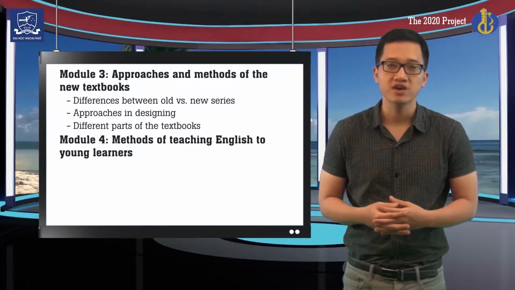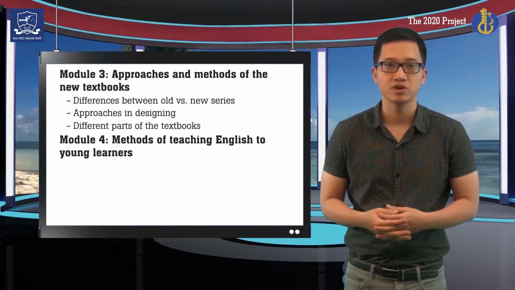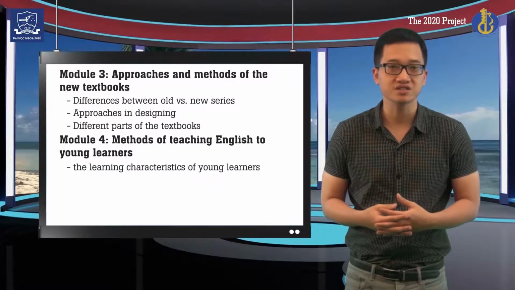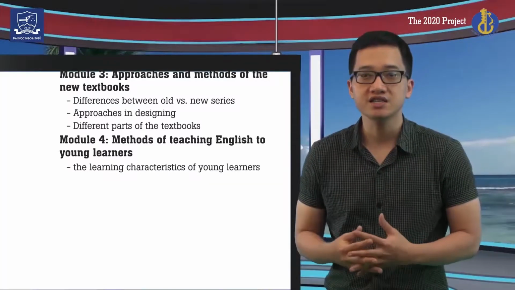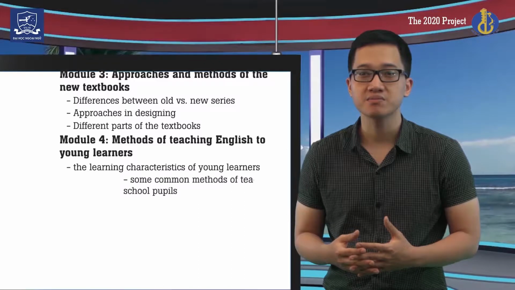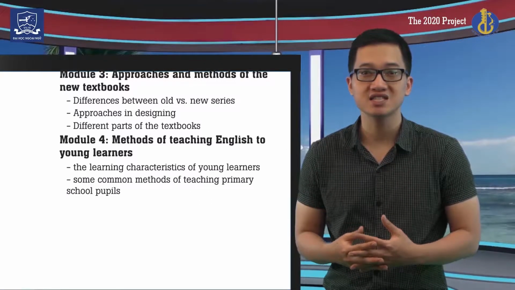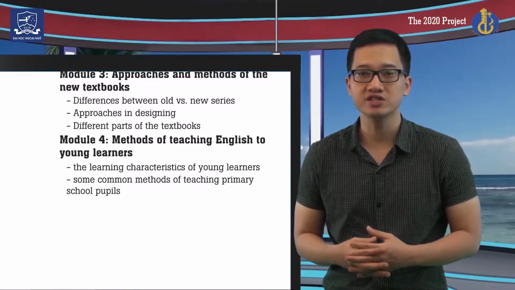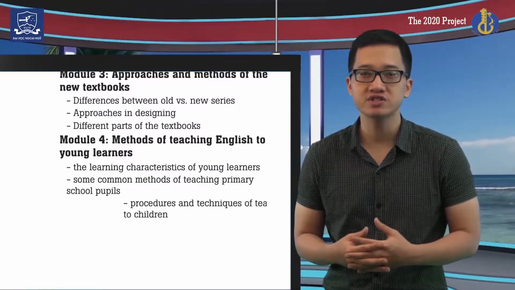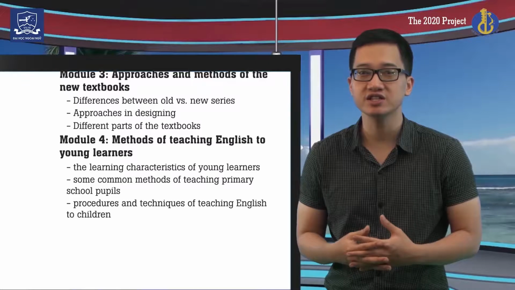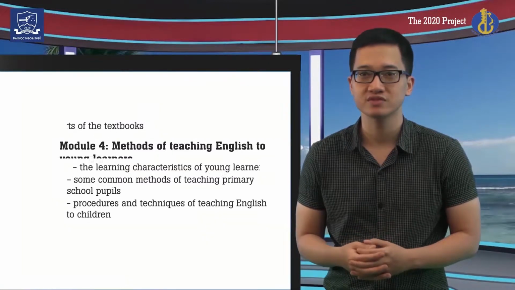Module 4, Methods of Teaching English to Young Learners, is a special module that aims to help you review the learning characteristics of young learners, identify the main features of some common methods of teaching primary school pupils, and select the most appropriate teaching methods, useful procedures and techniques for teaching English to children.